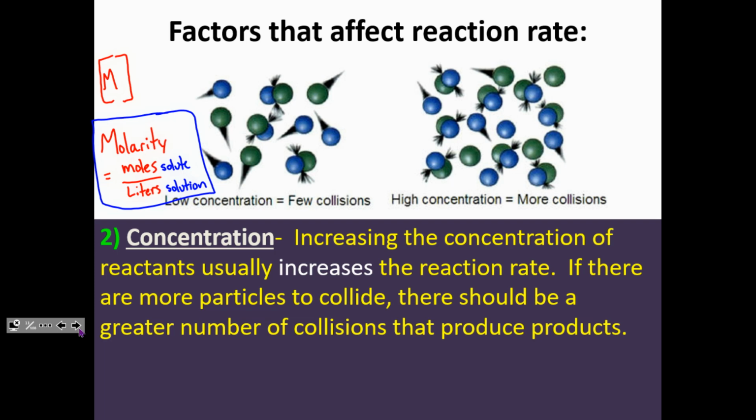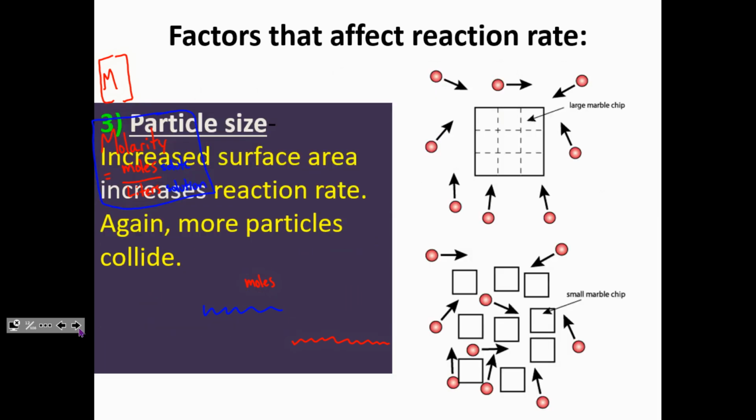If there are more particles, and when we say particles, this is because we have an increase in moles per liter, there should be a greater number of collisions that are happening, which in return will produce more products. So number one, you increase the temperature, the speed of the particles is going to increase your products. But if we have more particles, that will also increase the amount of products.